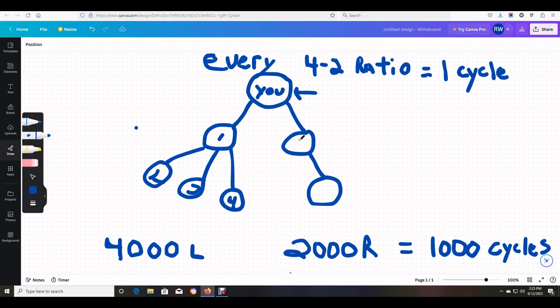And let's say you have two in the other leg, because this would complete one cycle. So that's a 4-to-2 ratio, because 1, 2, 3, 4 underneath you in the left leg and 1, 2 in the right leg. So every 4-to-2 ratio equals a cycle. So the more people you have in your downline, in a combination of both your left and right leg, you'll have more cycles.